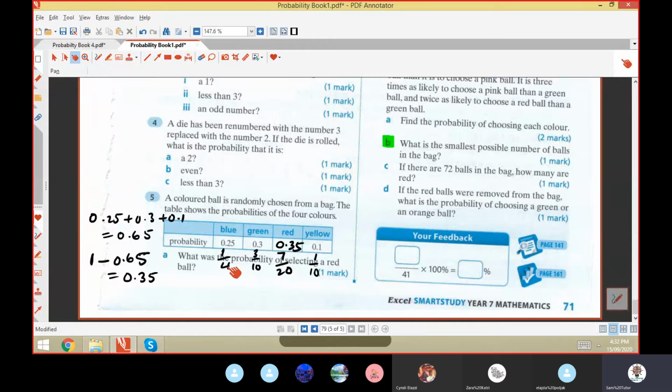Because 20, look at these denominators, would 4 go into 20? Would 10 go into 20? So would all of these numbers go into 20? Yes. That's the smallest you must have. Your smallest common denominator. That's the logic of it.